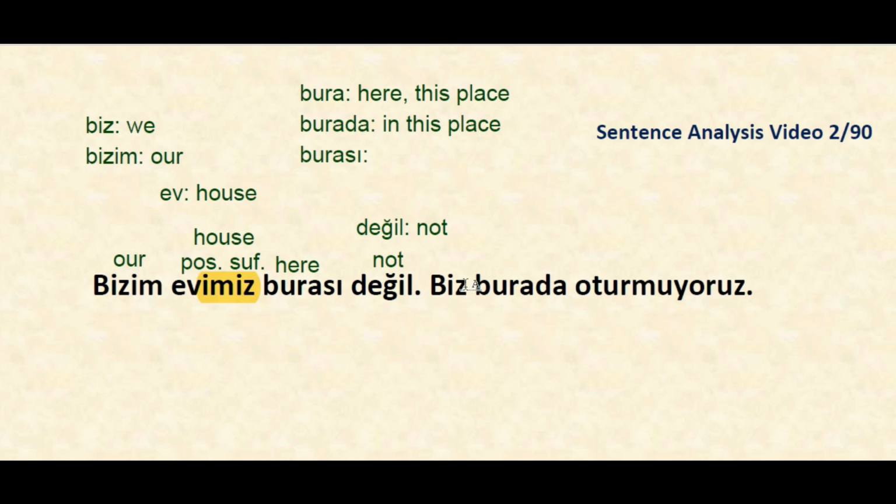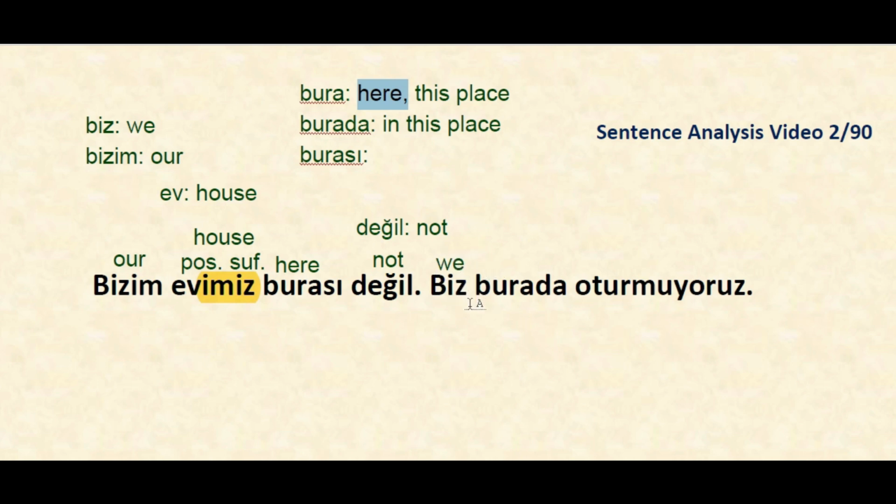Here we see biz, and we said that biz means we. It's a subject pronoun, so directly that means we. And we see burada. We mentioned it before. That was meaning in this place. Literally, when you translate it directly, it can also be translated as in here, at here.